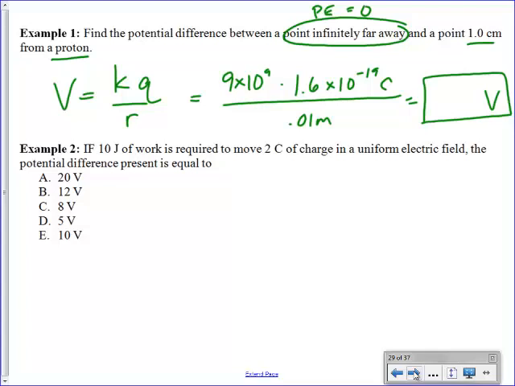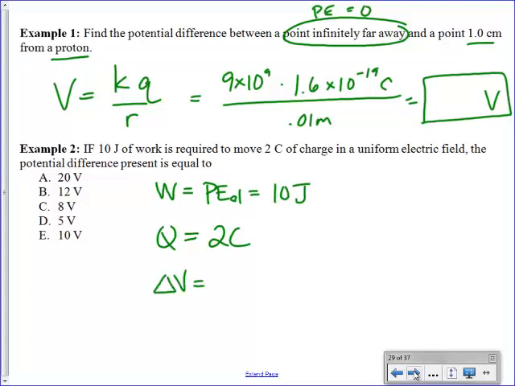Okay, next for example 2, if 10 joules of work is required to move 2 coulombs of charge in a uniform electric field, the potential difference present is what? Okay, so let's think about this. We've got work. Now work is the same thing as electrical potential energy. The work that you do is stored as potential energy. That's 10 joules. I know the charge is Q, 2 coulombs of charge. I'll call that big Q because that's quite a lot. And what I'd like to find is the potential difference, change in potential.